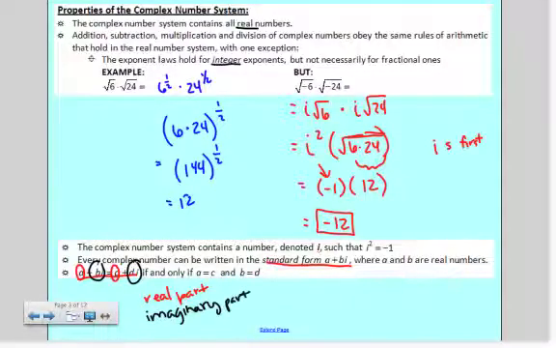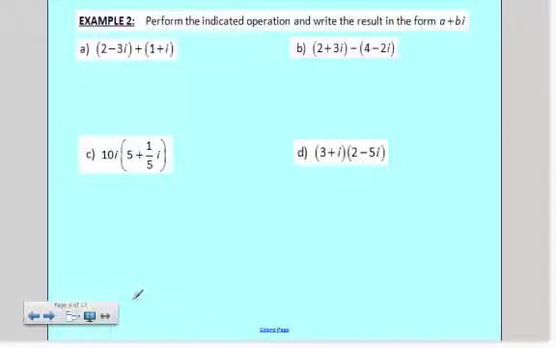Just something for you. All right, so the real parts have to be equal and the imaginary parts have to be equal for both complex numbers to be equal. Okay, now we're going to just do some basic operations.